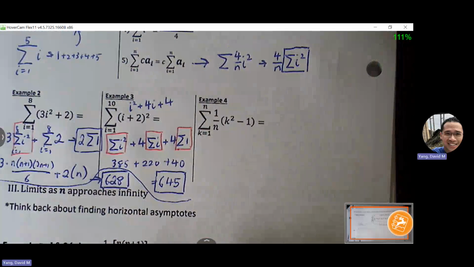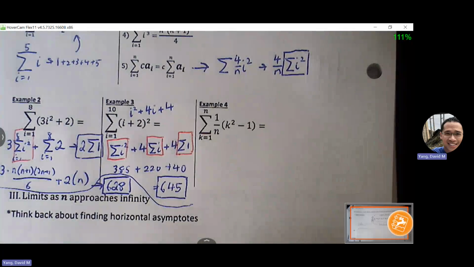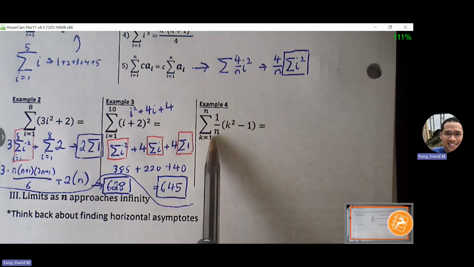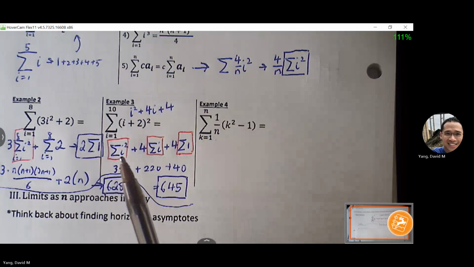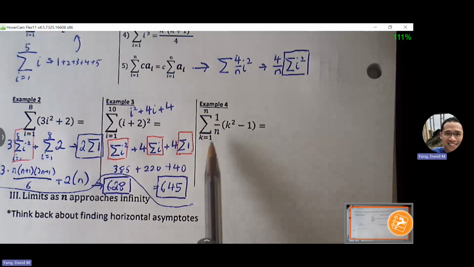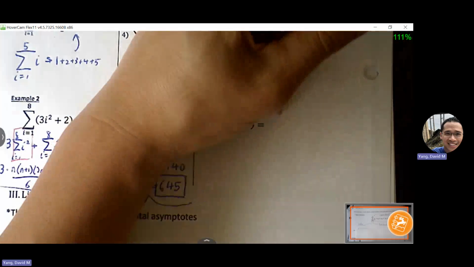Okay, now example 4 is more like what I want us to work with, because when we push out our number of rectangles to infinity, we're going to have to leave things in terms of n. So treat n like your constant, and k is the moving part. K is what's changing, okay?